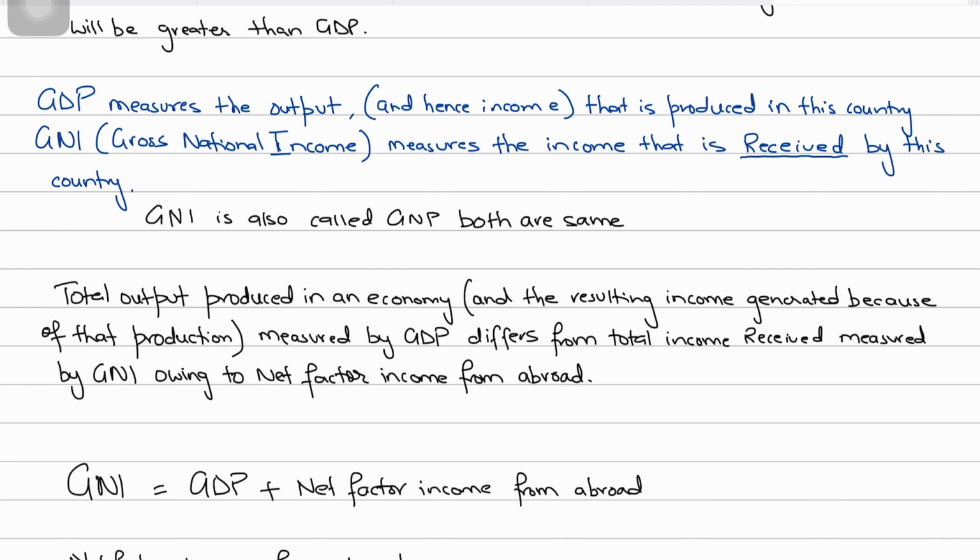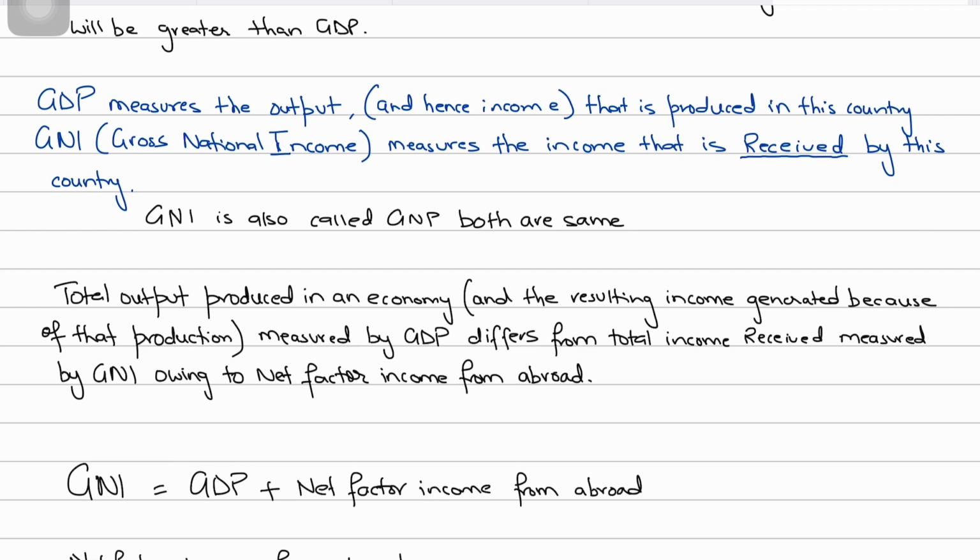Because GDP is measuring the output, and the income that is earned because of that output produced in the country, while the GNI, gross national income, is measuring income that is received by this country. So the GDP is measuring the output produced or the income generated by this country, irrespective of whether that income belongs here or not. And the GNI measures the income that is received by this country.